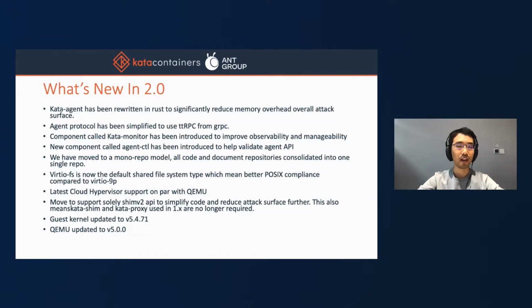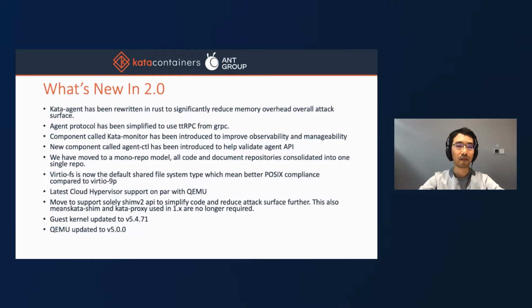The first one is we have rewritten the Kata agent. That is the agent running inside the virtual machine. We have rewritten it in Rust, so that helped us to significantly reduce the memory overhead of the agent. We reduced it from about 10 megabytes to about 300 kilobytes. This helped us to make Kata Containers usable in some memory constrained environments, such as functional computing and container as an infrastructure service.